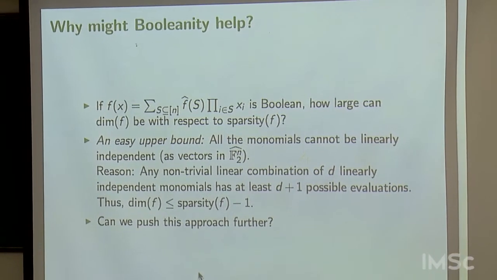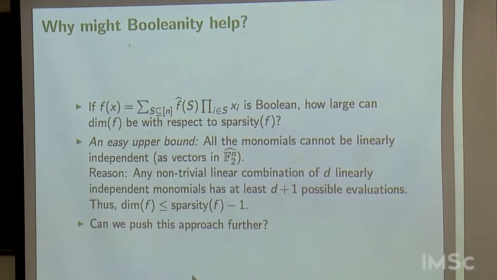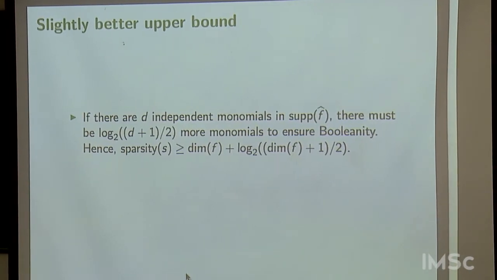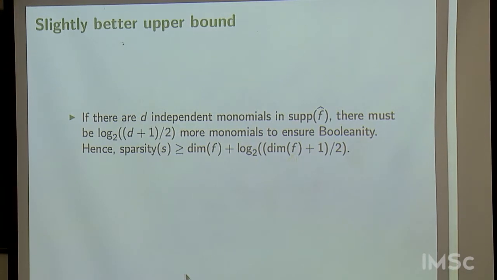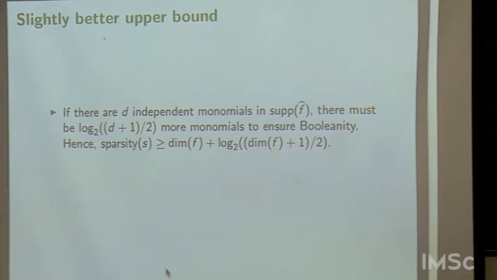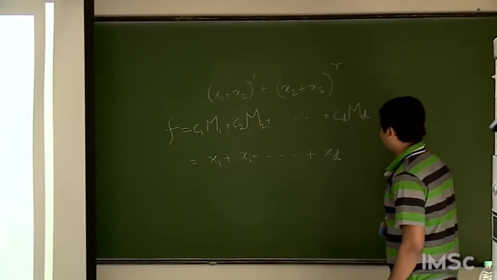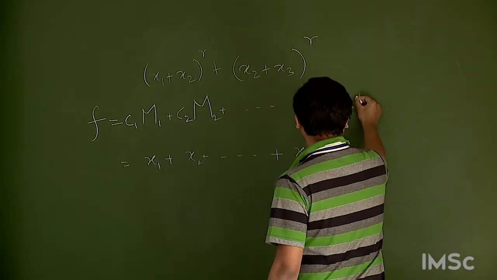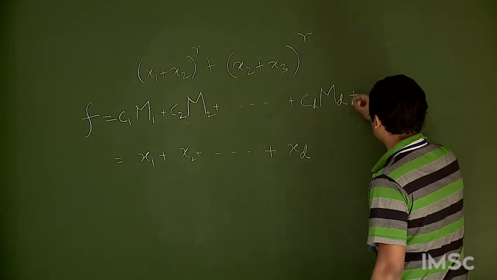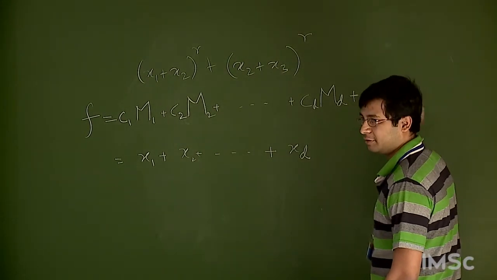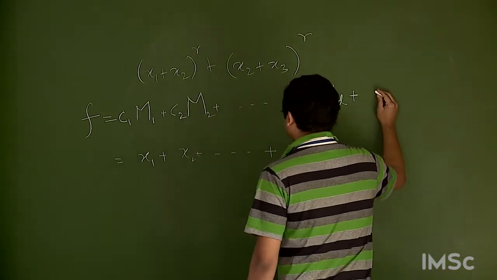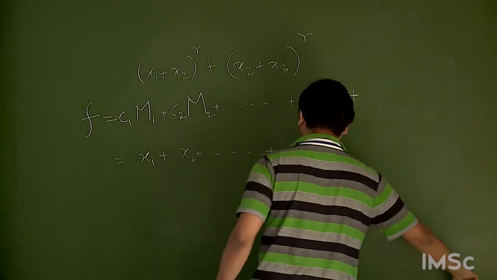Can we get something more out of this approach? If you do it a little more carefully, let's say in the Fourier expansion there are d independent monomials, and we saw that a linear combination of d independent monomials cannot be Boolean, and it evaluates to at least d plus 1 distinct values. So you must have more terms that make sure that the polynomial evaluates to plus minus 1 values everywhere.